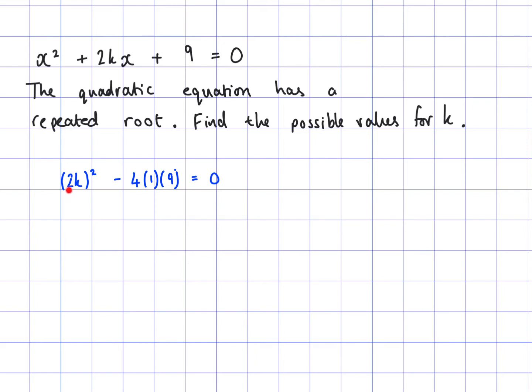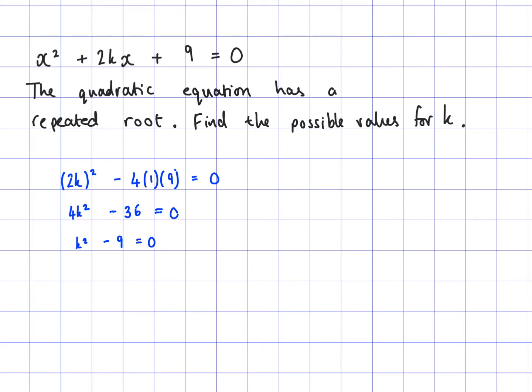Okay, so this here would be 4k squared. So we will have (2k) squared, take away 36. And this will be equal to 0. And then if I solve that equation, what I can do first is divide everything by 4. So that will give me k squared take away 9, and that will be equal to 0.